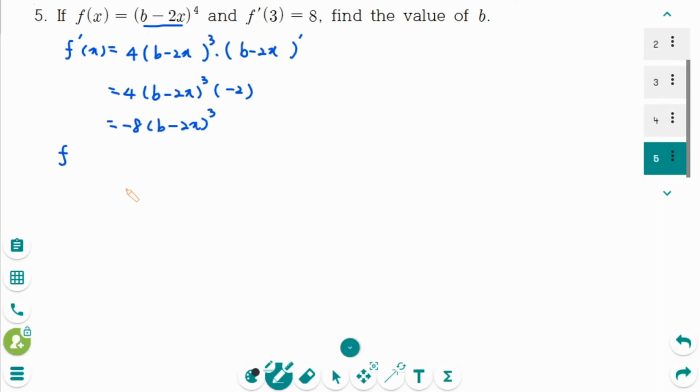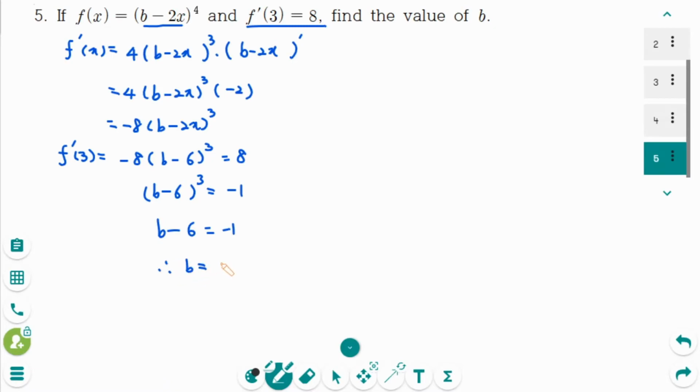Then put 3 into x. f'(3) equals −8 times (b − 2 times 3)³, which is (b − 6)³, equals 8. Then divide by −8 on each side. (b − 6)³ equals −1. Then b − 6 equals −1. Finally, b equals 5.